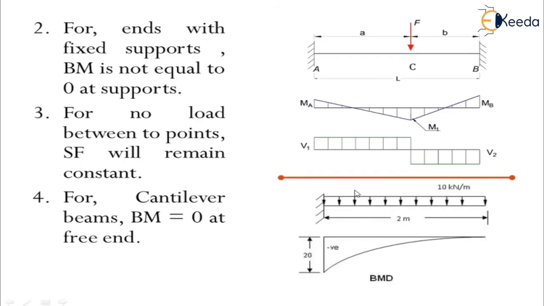Now this is an example of a cantilever beam where this is the fixed support and this is the free end. Now you can see at free end the bending moment is zero. There is no moment at free end for a beam.